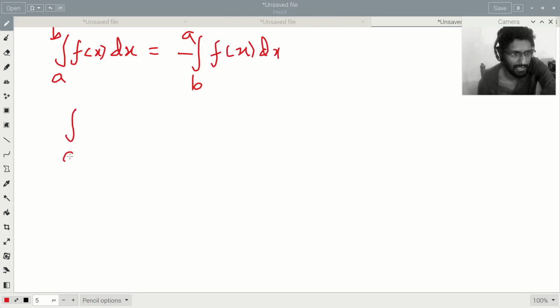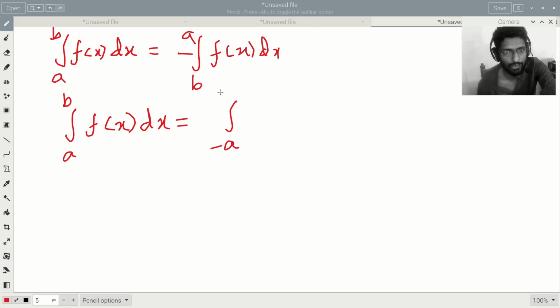Similarly, we can change the polarity of the limits. If we have the integral from a to b of f of x dx, we can change the polarity of the limits. We can put it as minus a to minus b. Now at what cost? We need to put a minus sign wherever you find an x. So f of x will become f of minus x. Wherever you find an x, you put a minus sign before that, and dx becomes minus dx.